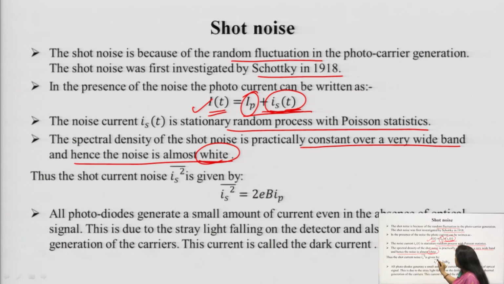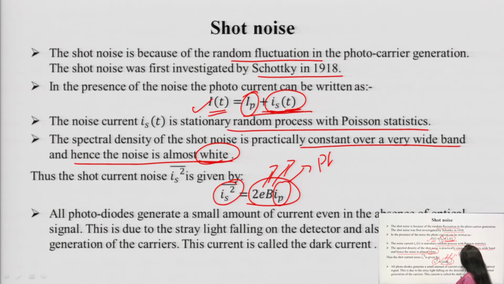We are able to see I_S squared bar equals 2eB I_P, where e is the electron charge, B is the post detection bandwidth, which is our electrical bandwidth, and I_P is the photocurrent.